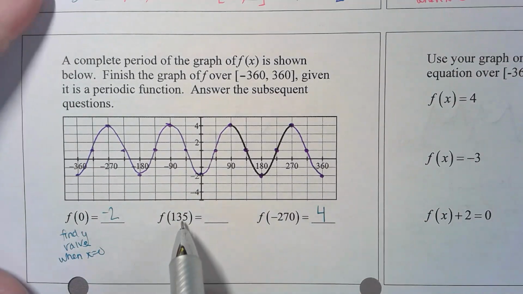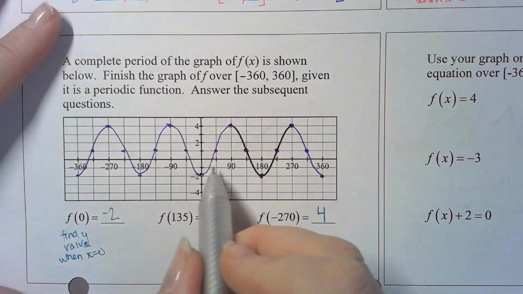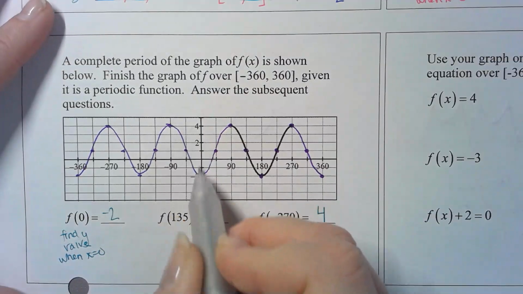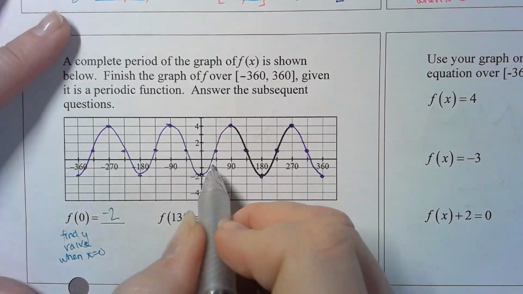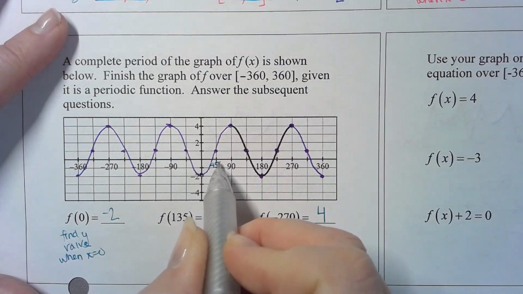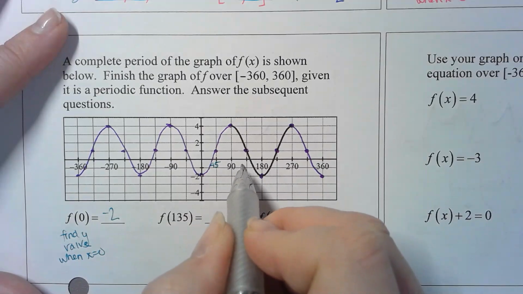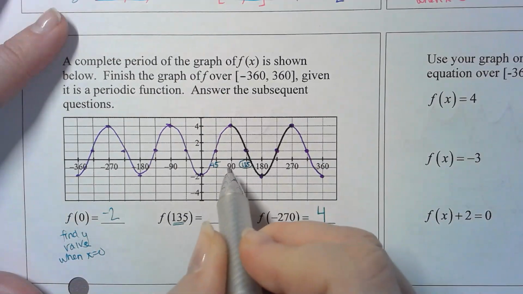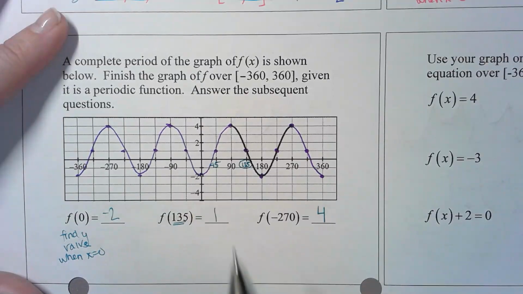Let's think about this for a second. 135. Pause. On this graph paper, I've labeled every other box, just like I've been doing all along with the y-axis. If 2 boxes is 90, that means 1 box is 45. So there's 1 times 45, there's 2 times 45. This would be 3 times 45, which is 135. It's halfway between 90 and 180. So what is the y value there? It's 1.